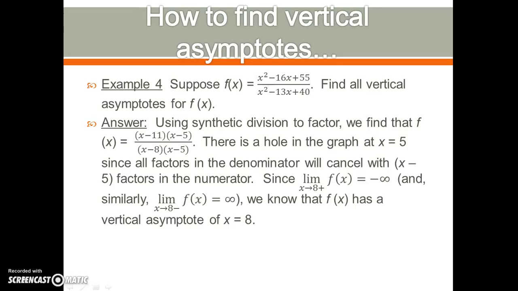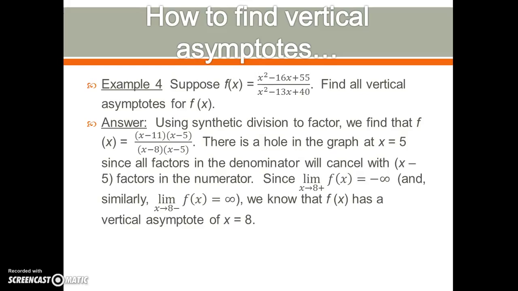However, if we investigate the limit as x goes to 8 from the right of f of x, we find that that limit is equal to negative infinity. The reason being the x minus 11 portion will produce a negative number other than 0, and the x minus 8 portion will produce a positive number close to 0. And from a previous reading quiz, we know that gives us a limit of negative infinity.